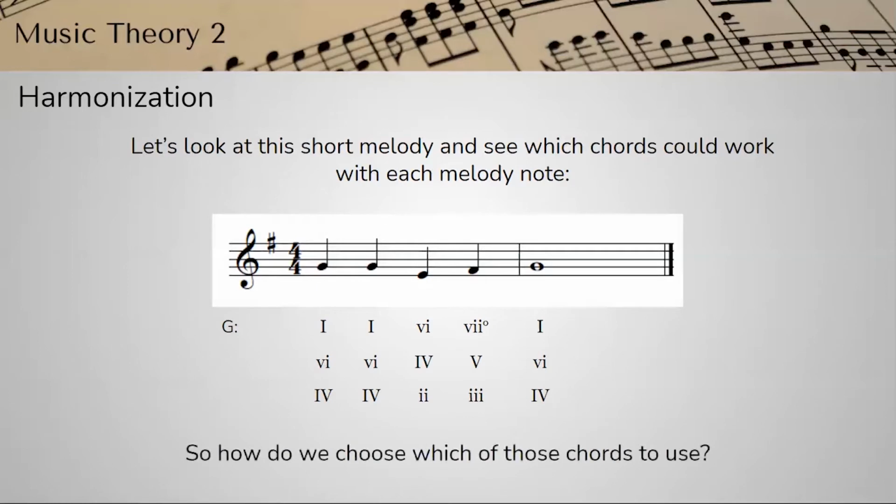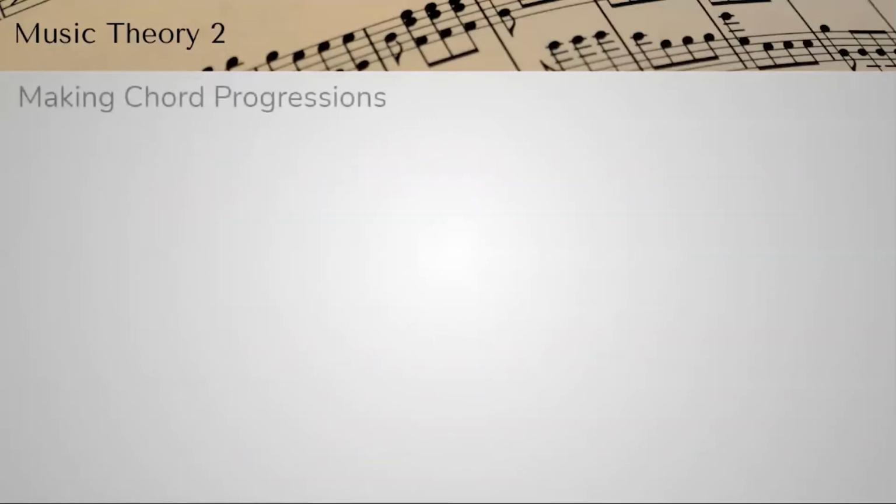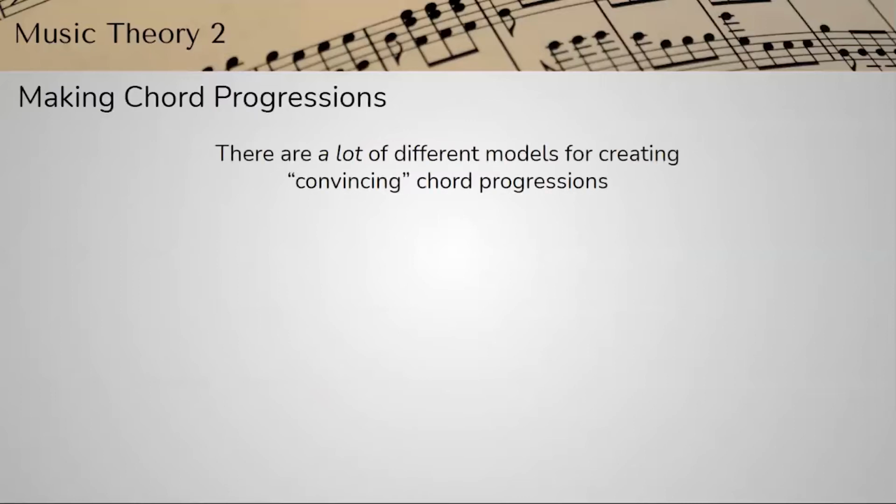So how do we choose which of these chords to use? And this comes to the second part of that little list, which is we need to choose chords that fit into a chord progression. Okay? And the book calls them convincing chord progressions. So conventional, or chord progressions that are normal, right? That we've all kind of grown accustomed to hearing.